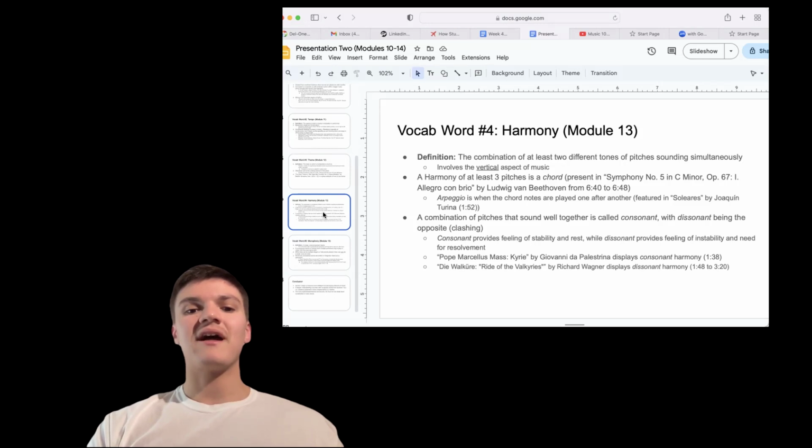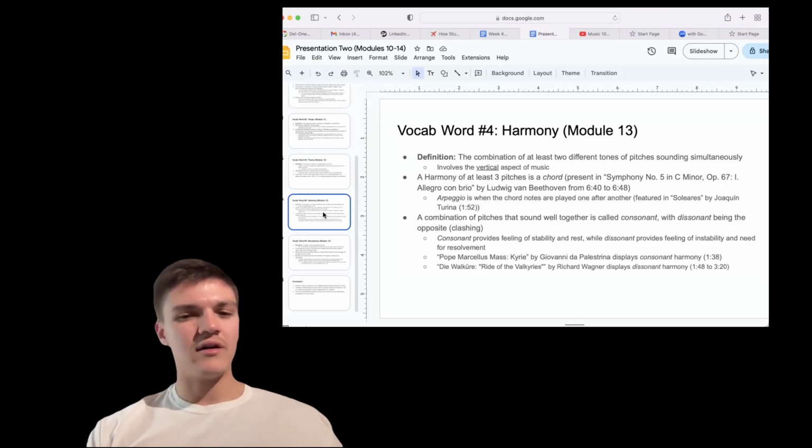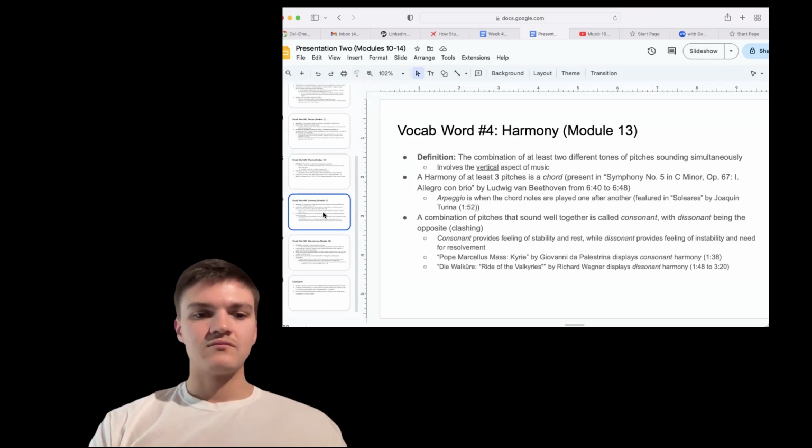In Pope Marcellus Mass by Giovanni, consonant harmony is displayed, which is a little more than a minute and a half long. In Ride of the Valkyries by Richard Wagner, dissonant harmony is featured from the 1:48 to the 3:20 mark.